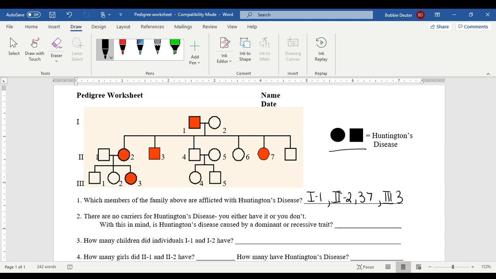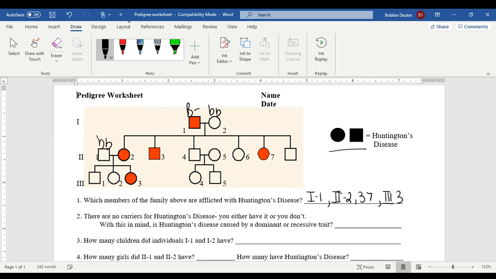So now we've identified the individuals within the pedigree that have that. Number 2 asks, are there no carriers for Huntington's? If there's no carriers for Huntington's disease, you either have it or you don't have it. With this in mind, is Huntington's disease caused by a dominant or recessive trait? So how do we figure that out? Well, we can look at it this way. Let's look at it as being a dominant trait. We don't know what this one is, but we know that she would have to be recessive.